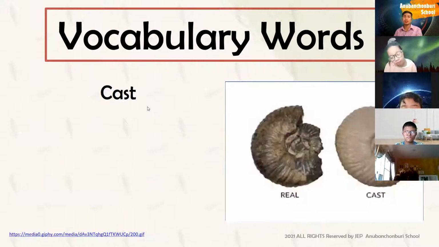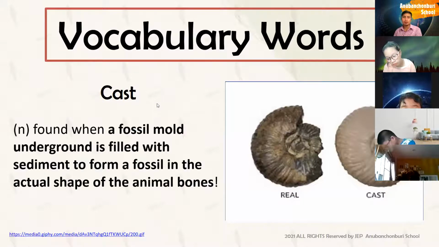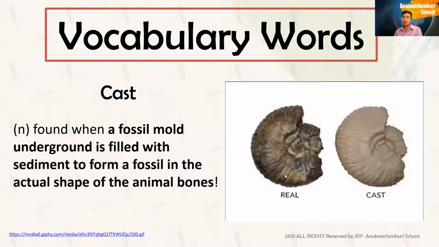Now the second one is the opposite of mold. The cast is the opposite of mold. A cast is formed when a fossil mold underground is filled with sediment to form a fossil in the actual shape of the animal bones. So what animal is this in the real one?